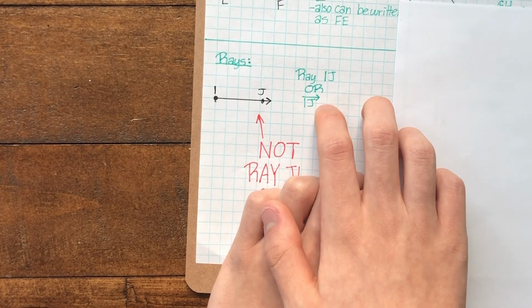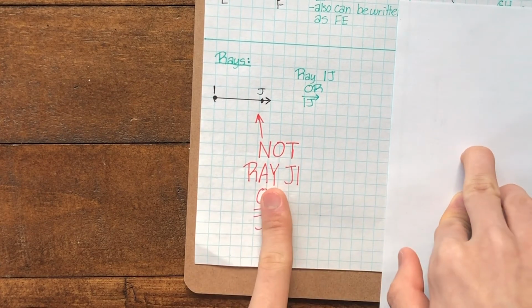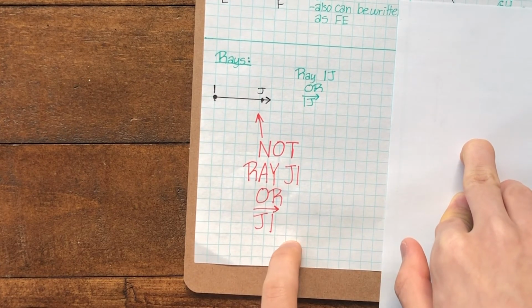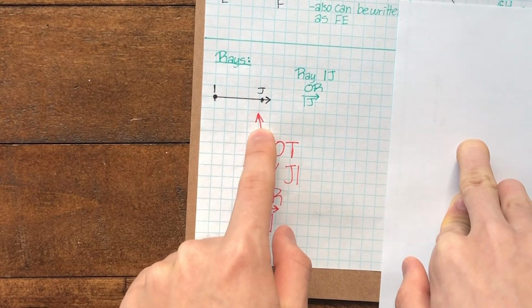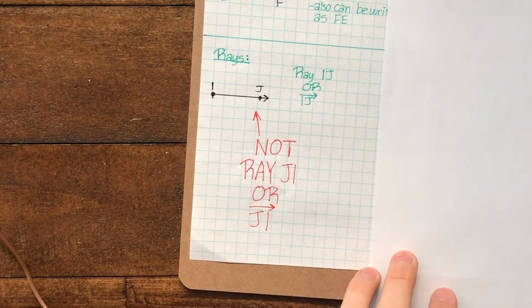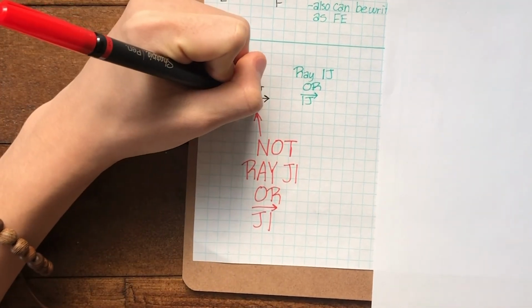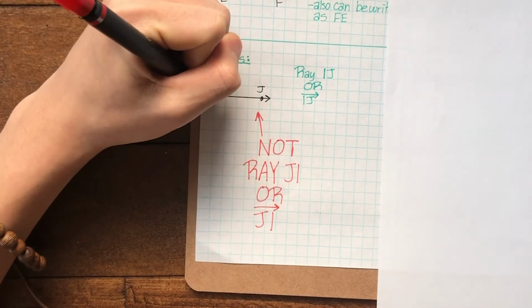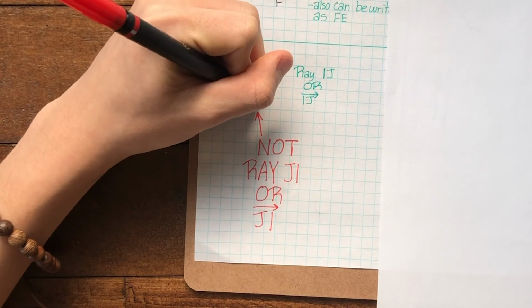or like a ray symbol above it. However, you do have to be careful about this. So this is also not ray JI, because it starts at I, not at J. I hope I explained that okay. For example, I'm gonna take my pen out, because J goes on forever. So I is the initial point. It doesn't go on forever in this direction. It doesn't stop at J either, though.